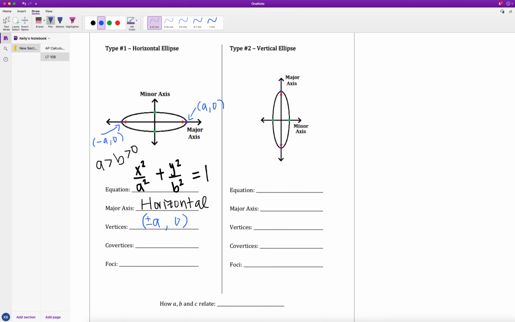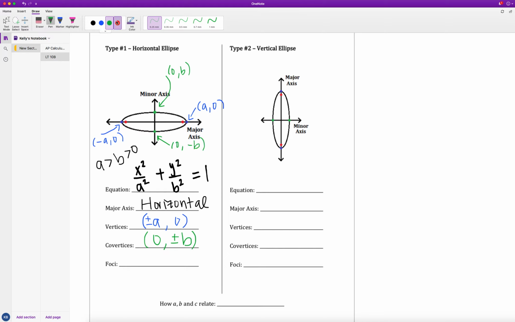Now our covertices are on our graph already. They're the green dots on the y-axis. Since they're on the y-axis, they're going to be y-intercepts, so they're at 0, comma, plus or minus a number, and the number is actually b, and that is also coming from our equation up here. So this one on top is at 0, comma b, and this one down here is 0, negative b.